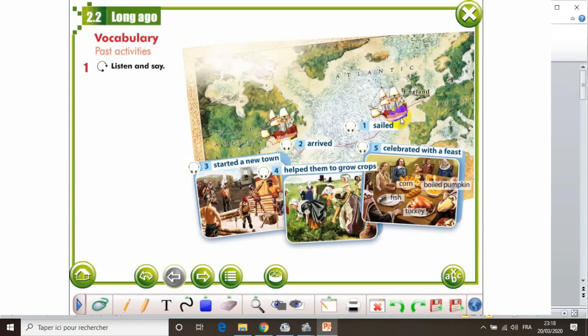Right? So these activities are in the, you see, sailed, arrived, started, helped, celebrated. So all these activities took place or happened, وقعوا, in the past. Clear? So in your opinion, what is it about? Yeah, what do you think? So you think before we see what is it about?